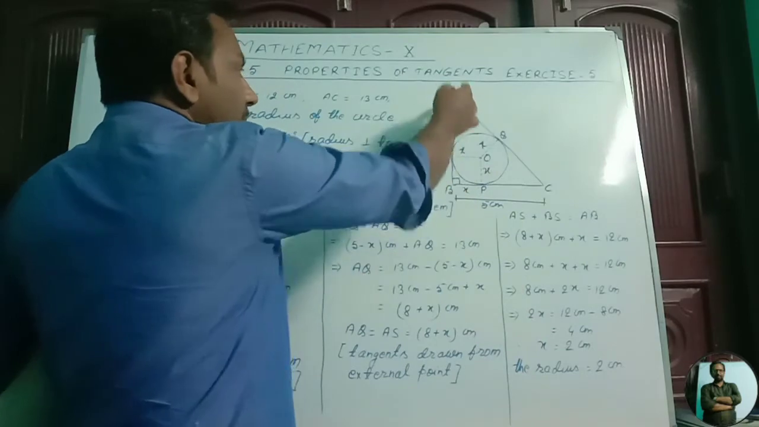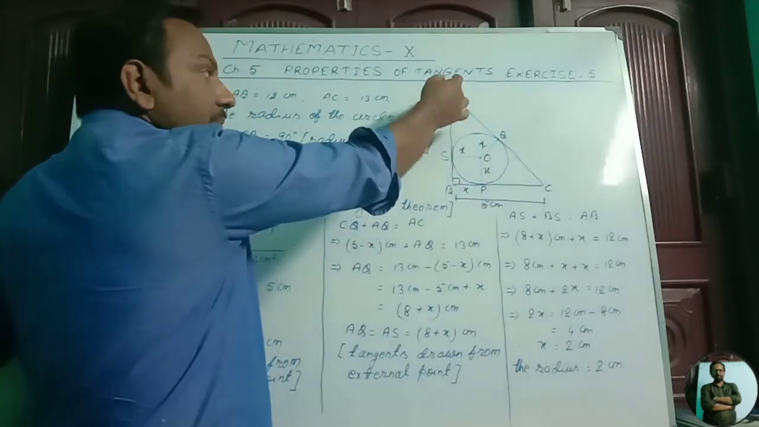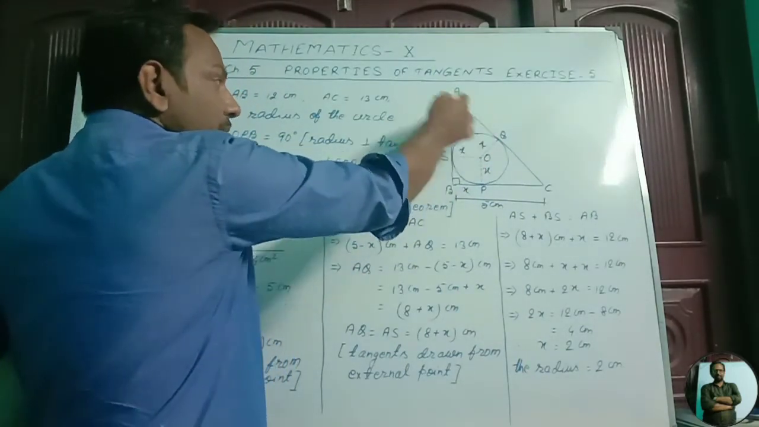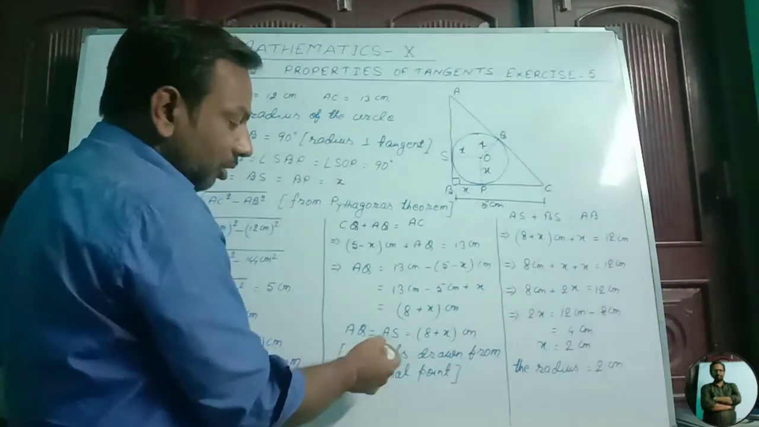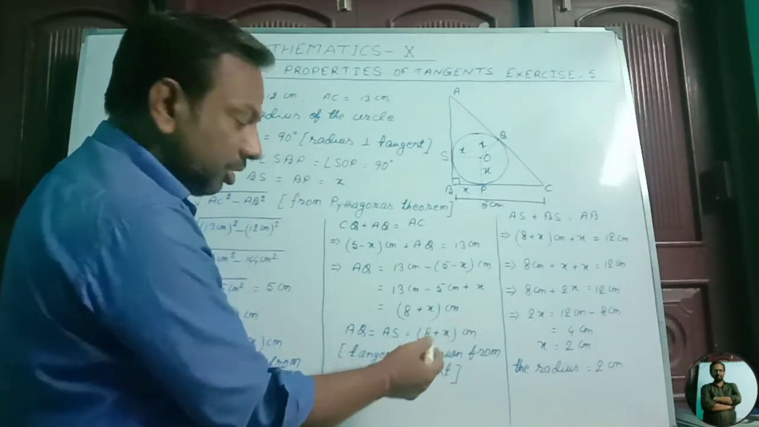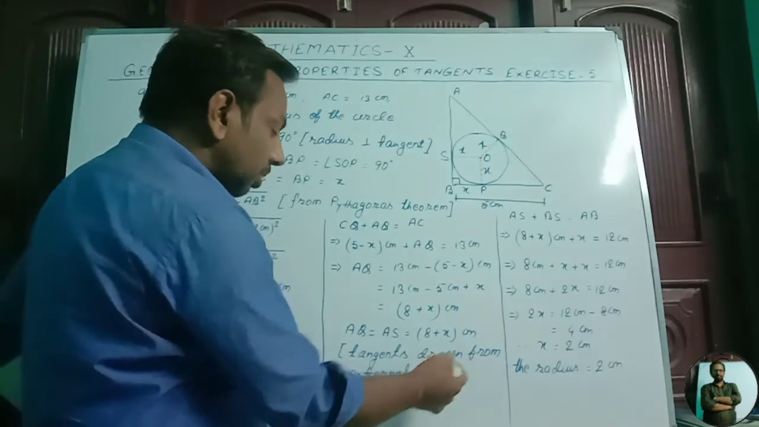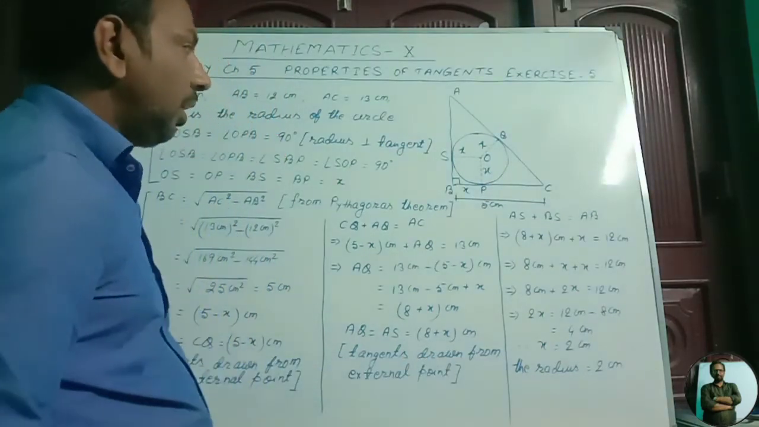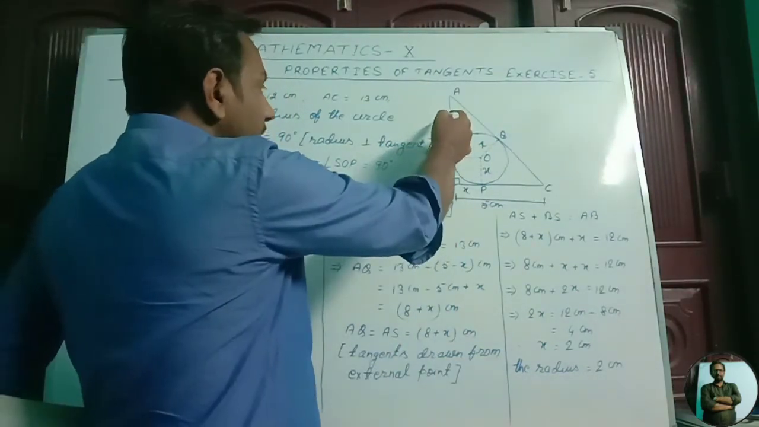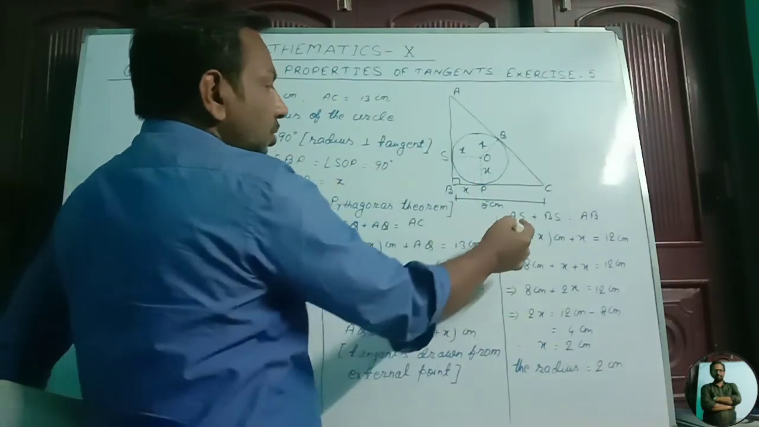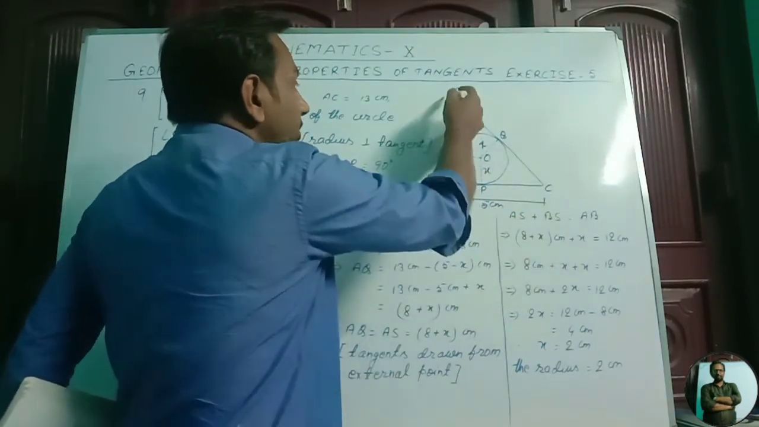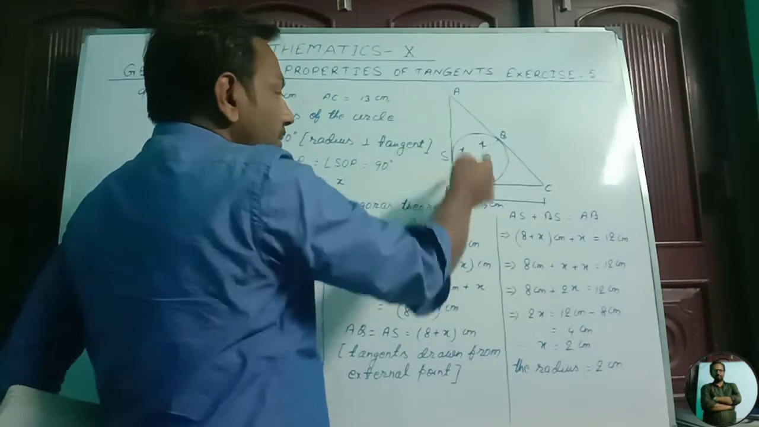Now AQ equal to AS, because these two tangents are drawn from the external point A. So AQ equal to AS. I have written here AQ equal to AS equal to 8 plus X centimeter. Reason is tangents drawn from the external point. Now this is 8 plus X and this is X. So AS plus BS equal to AB.